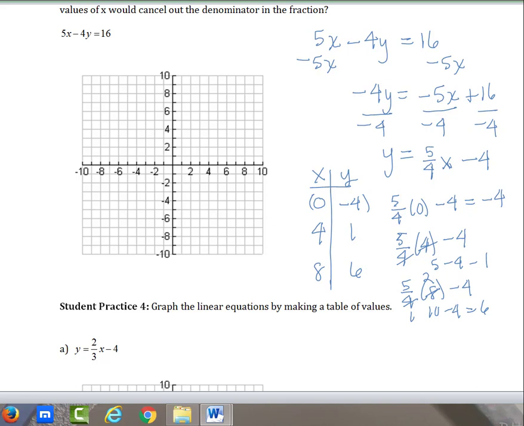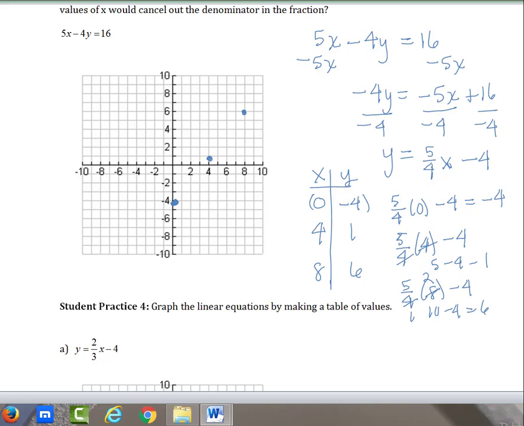Now, I only need 2 points to determine a line, but we generally pick a third point just basically as a check to make sure we've done our work right. So I'm going to go ahead and plot these 3 ordered pairs. I've got 0 down 4. I've got over 4 and up 1. And then I have over 8 and up 6. And now you can see that those fall in a nice straight line.